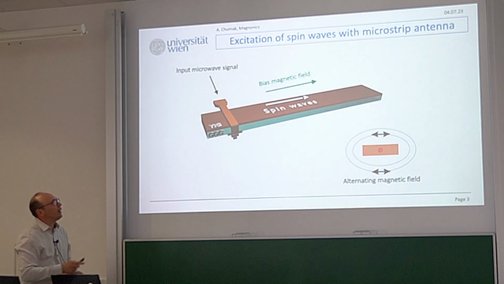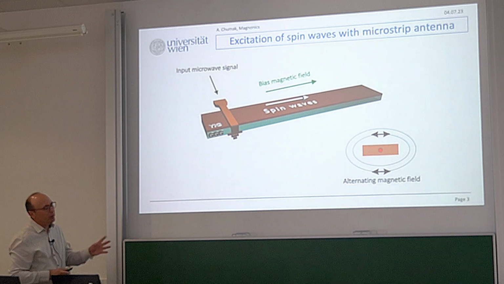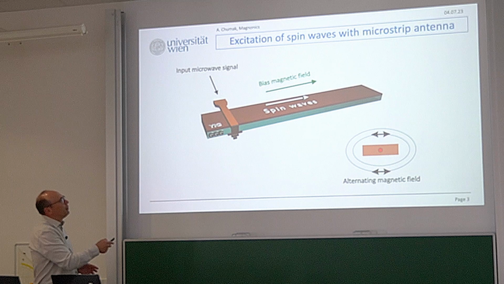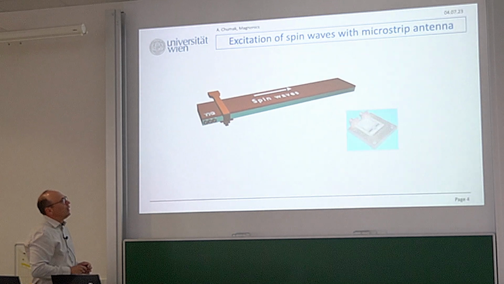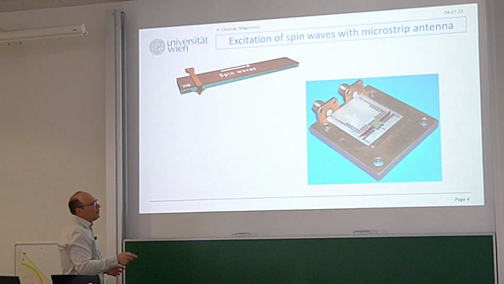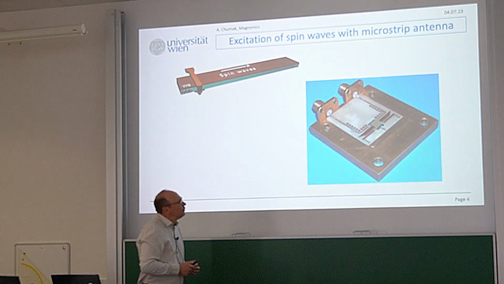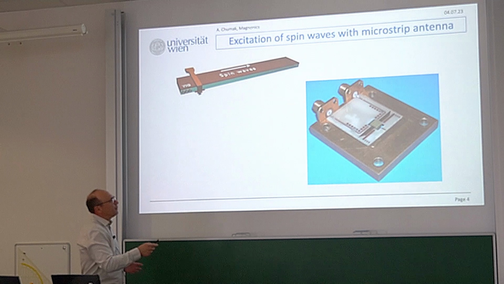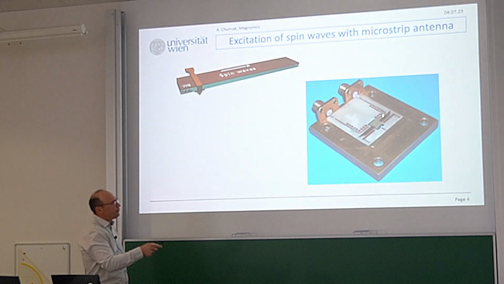And of course, we shouldn't forget about the bias magnetic field, which can be applied in different orientations along the spin wave waveguide, perpendicular or transverse. Here's one of the very old structures. I made a photo somewhere in Kaiserslautern. Here is the antenna, how it usually looks.